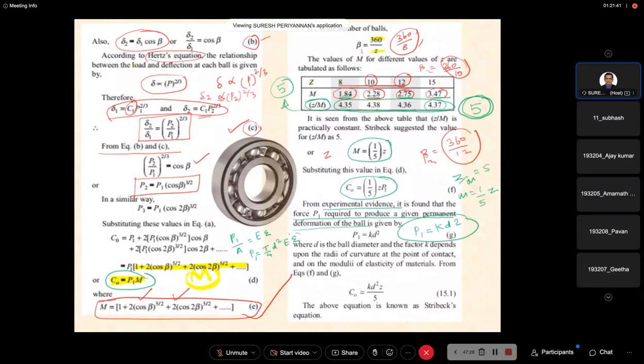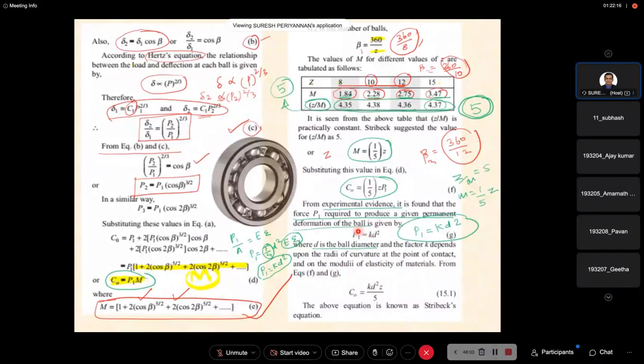Now these are the things that are constant. Now P1 is equal to K into D squared, he considered like this. Here he declared that D is the ball diameter, and the factor K depends on the radii of curvature at the point of contact, and also the moduli of elasticity of the material.